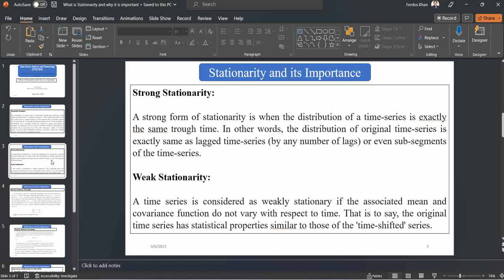Now, stationarity. There are two types of stationarity. One is strong stationarity, or strict stationarity, and the other is weak stationarity. Let's define these two. Strong stationarity is when the distribution of a time series is exactly the same through time. I will explain this in detail in the next slide, but this is just the definition. This means that if you have a process at two times, with lag values, and the lagged values have the same distribution as the original values, then you can say it is strictly stationary.